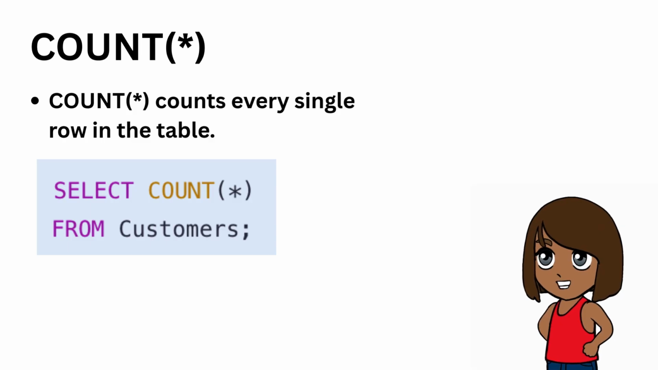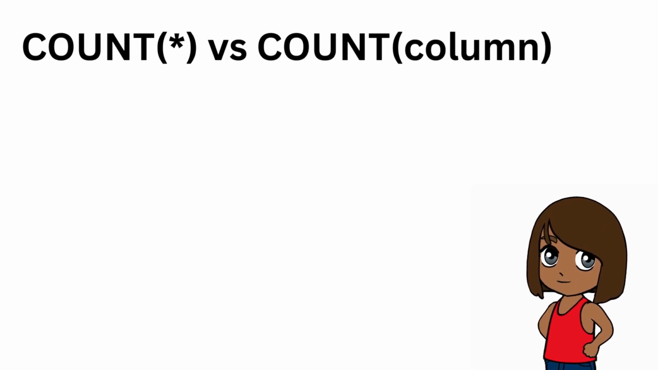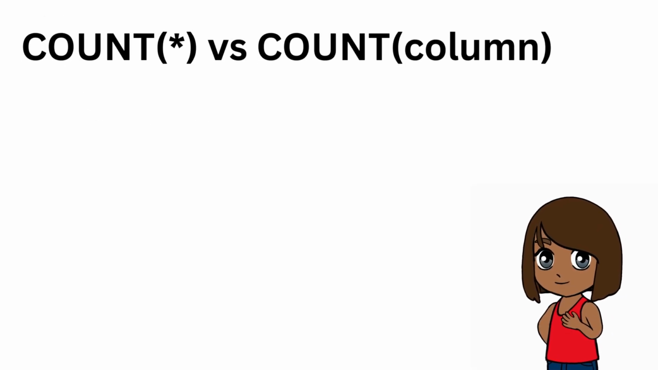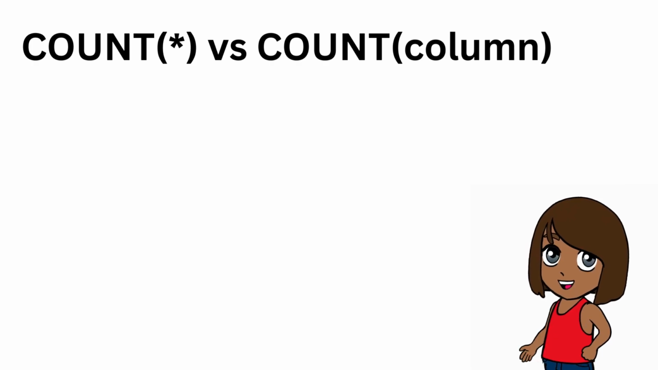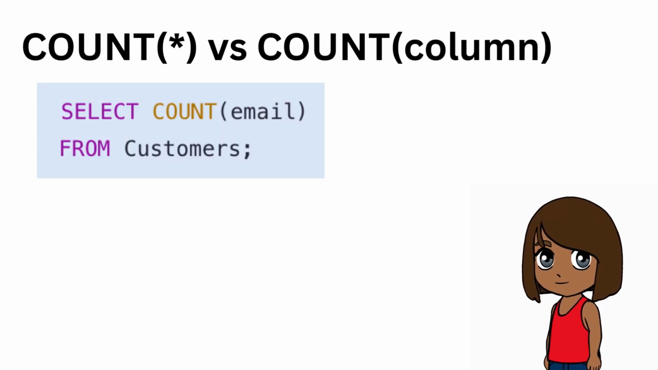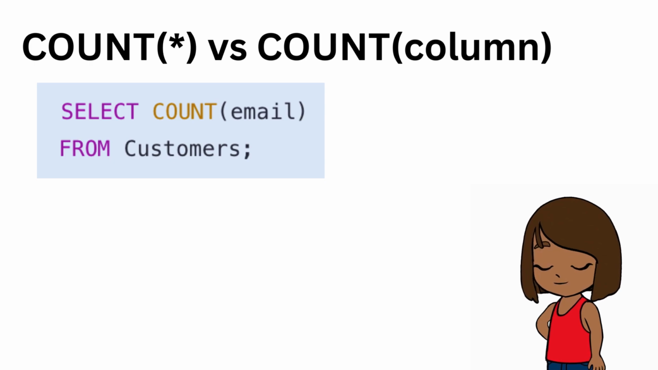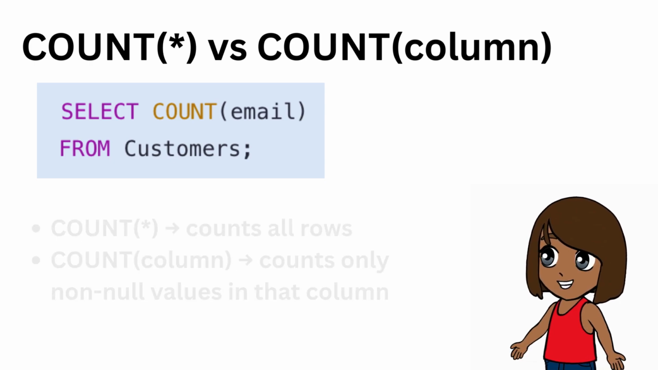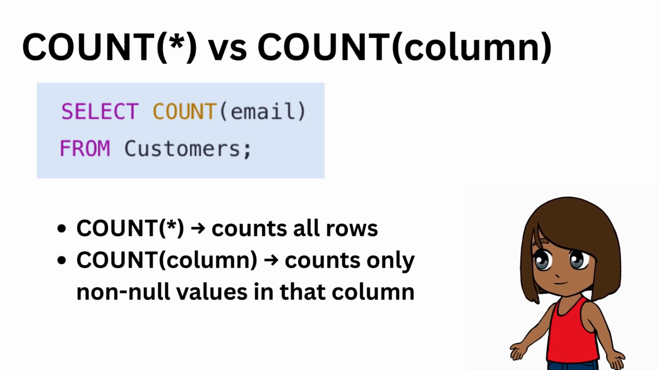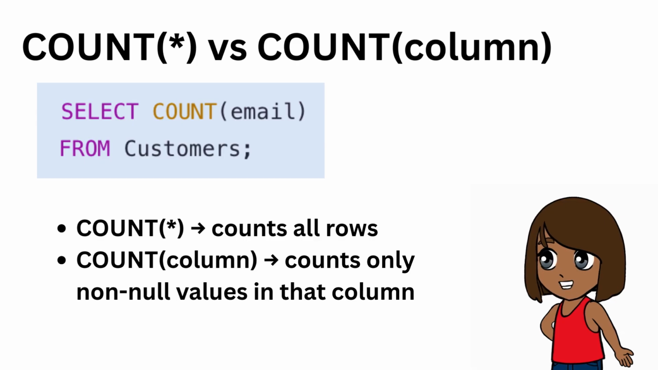It is very important to understand the difference between count asterisk and count column. Here's an example of this query. This counts only rows where email is not null. That means count asterisk counts all rows, and count column counts only non-null values in that column. If a column has missing values, your count could be different.